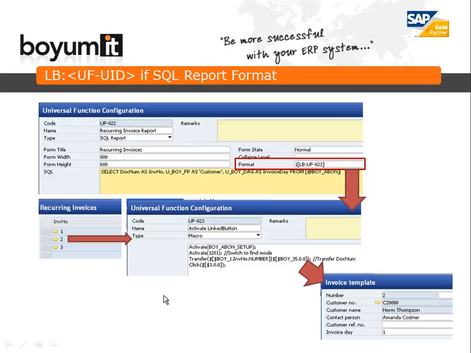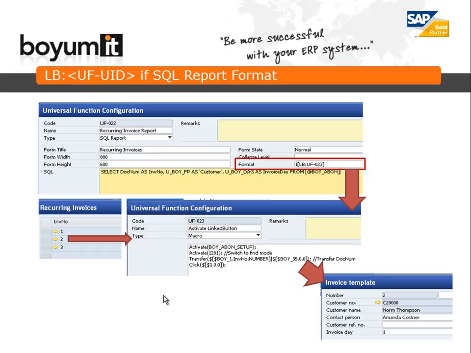Final feature I will show today is in the universal function SQL report. We now have a new format type, and the new format type is LB:UFUID. So this is done because we normally have the different formats we can use, OCRD in order to make a column of type Business Partner, OINV, ORDR, and so on in order to get these different link buttons. These options allow you to specify what should happen when you press the link button.